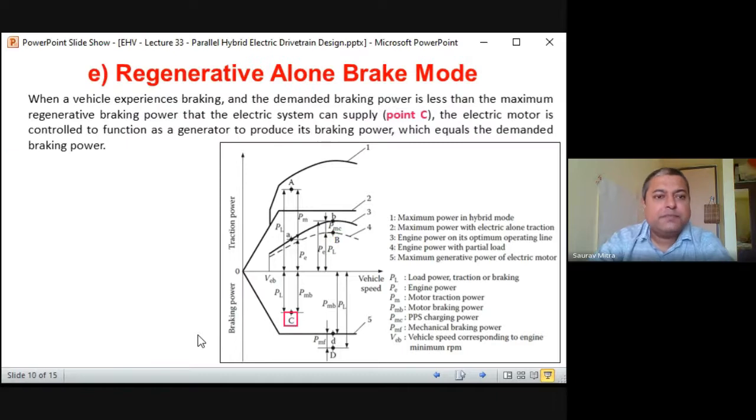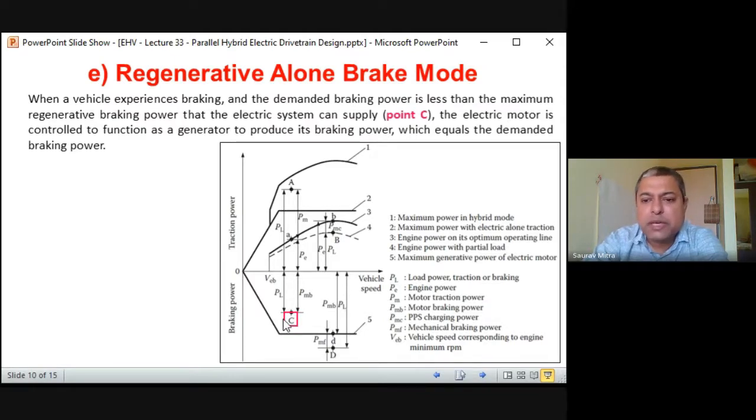Now we will enter the regenerative alone brake mode. That is actually point C. In this case, you are finding that PL is the brake power which is demanded, and PMB is the motor braking power. So the motor is generating the brake power. In this case, you are operating the vehicle below the base speed, which means the vehicle is decelerating, so we are braking the vehicle. Who is generating the braking power? It is PMB, the motor braking power.